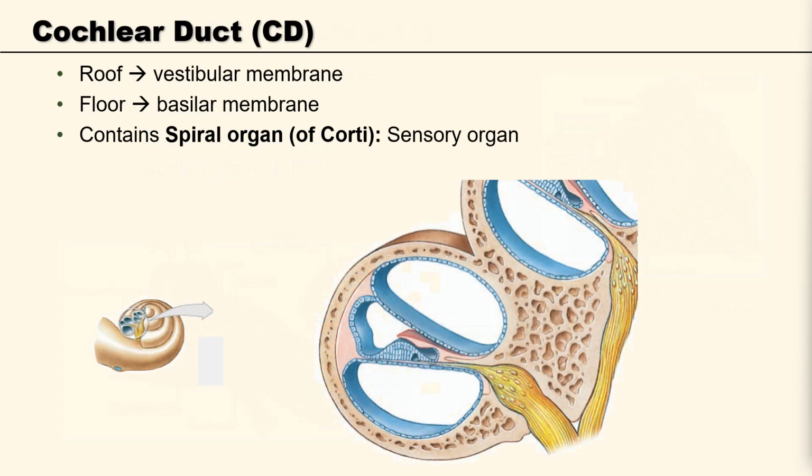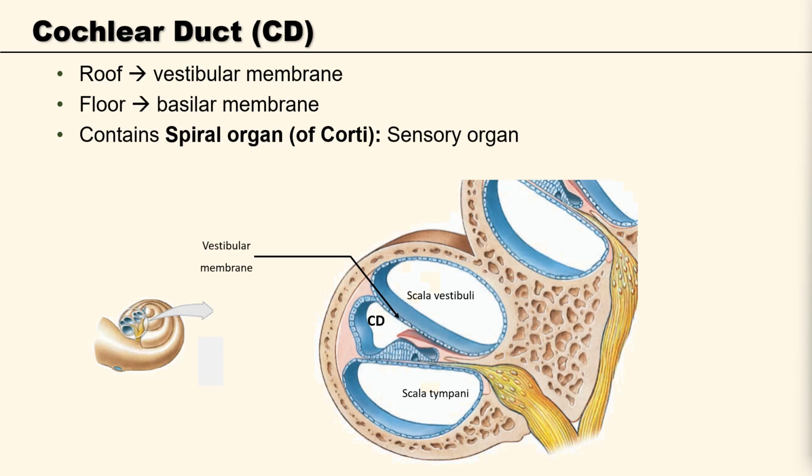Let's have a closer look at the scala vestibuli, the scala tympani and the cochlear duct. Above the cochlear duct lies the scala vestibuli, and the separation between this and the cochlear duct is the vestibular membrane. Below the cochlear duct is the scala tympani.